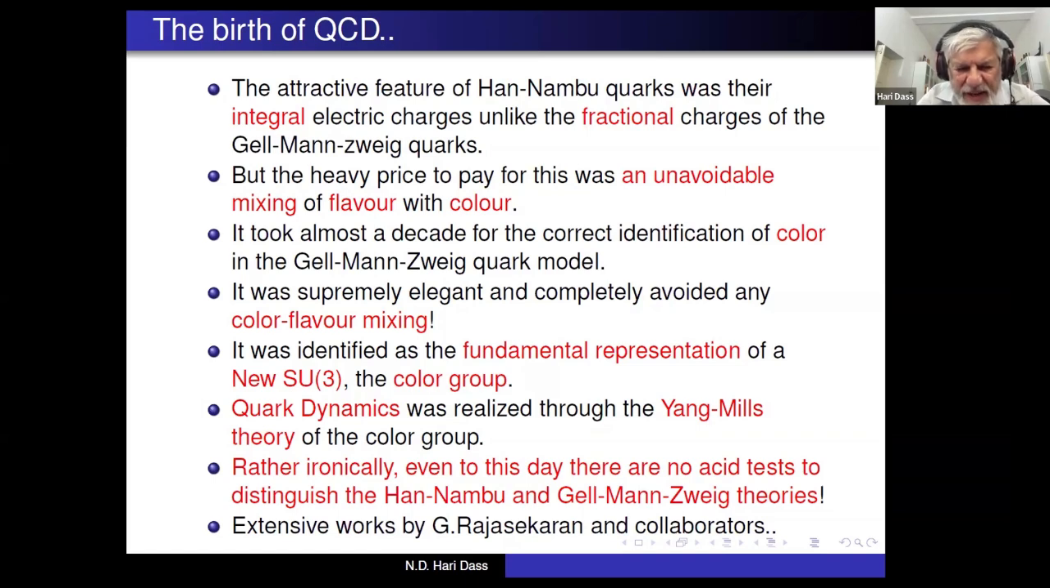leading to color dynamics, which is completely flavor blind. And that has played a major role in the development of QCD. It was identified by Gell-Mann and Fritzsch as the fundamental representation of a new SU(3) group called the color group. Quark dynamics was realized through the Yang-Mills theory of the color group. Rather ironically, even to this day, there are no acid tests to distinguish between the integral charge Han-Nambu model and fractional charge Gell-Mann-Zweig theories. This was shown by extensive works of G. Rajasekaran and his collaborators. Next slide, please.